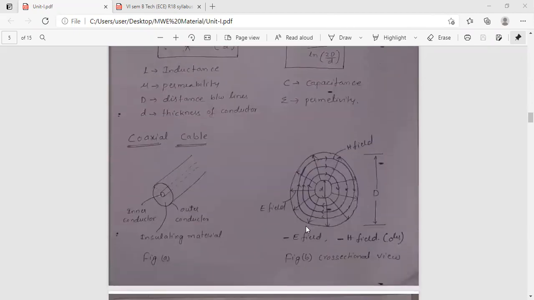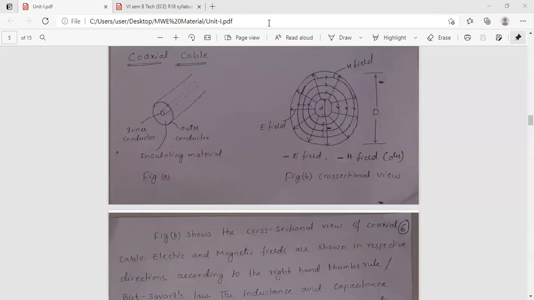That is nothing but the coaxial cable. As I have told you, the coaxial cable has an inner conductor and an outer conductor, and in between it is filled with a dielectric material, also called insulating material. This is the cross-sectional view of the coaxial cable. Capital D shows the thickness of the outer conductor, and small d shows the thickness of the inner conductor.